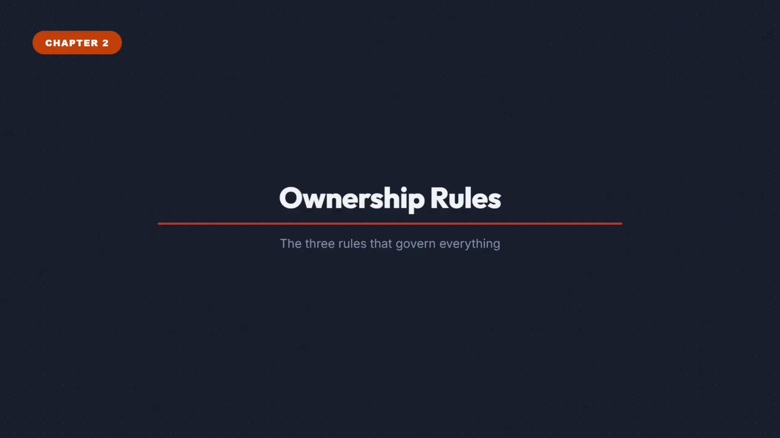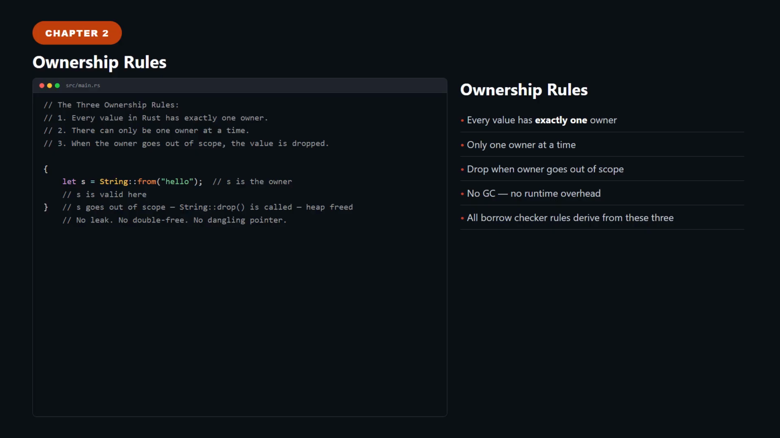Chapter 2. Ownership rules. 3 rules define the entire model. 1. Every value has exactly one owner. 2. There can only be one owner at a time. 3. When the owner goes out of scope, the value is dropped. Let s = String::from("hello"). When s goes out of scope, String::drop is called. The heap is freed. No leak, no double free, no dangling pointer.